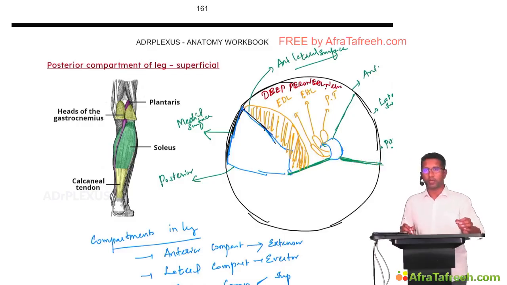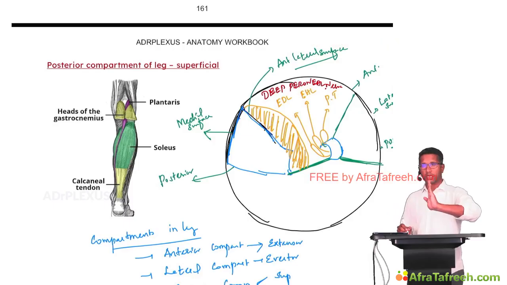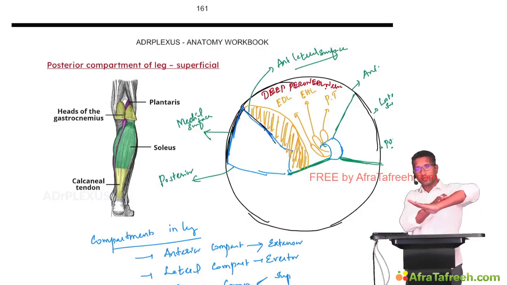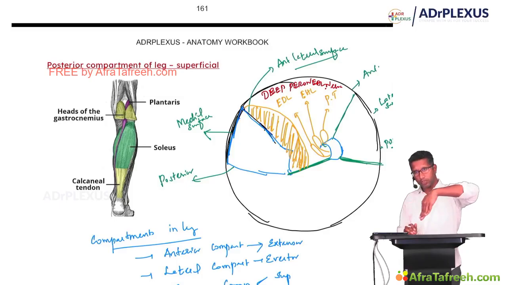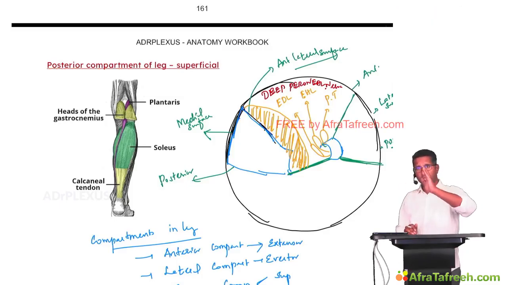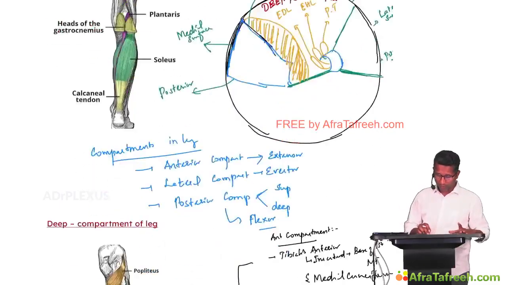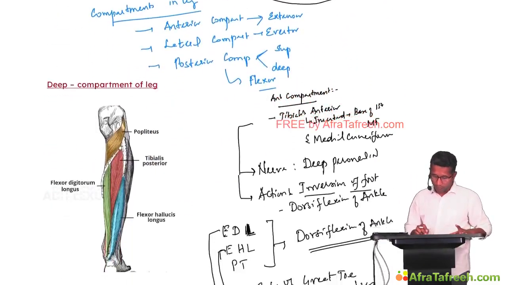Suppose the deep peroneal nerve is injured. What action can the patient not do? The patient cannot do dorsiflexion of the foot. This is the anterior surface of the foot, the dorsum of the foot, and this movement is dorsiflexion. The patient cannot do it, so the foot goes into this posture. Like wrist drop, the patient will develop foot drop.